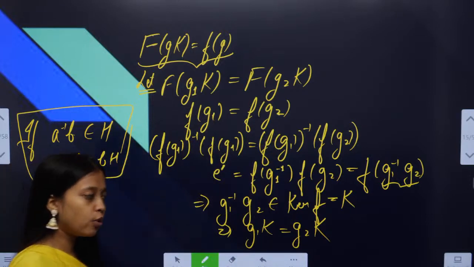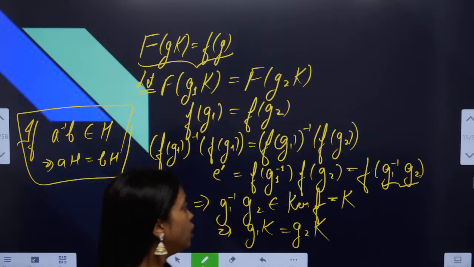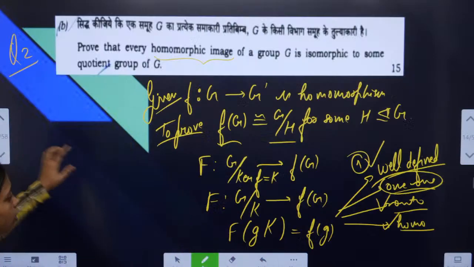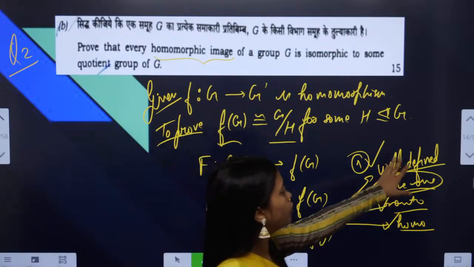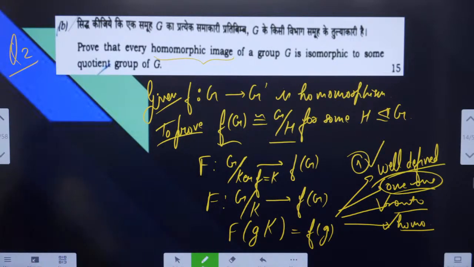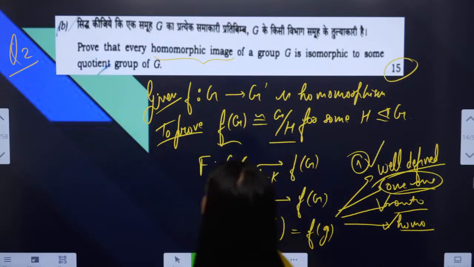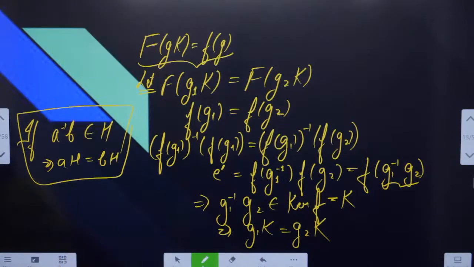So, 1-1 was not so direct, but again not a very difficult job here also. Onto, the other points were quite easy: onto, homomorphism and well defined as well. Okay. So, do not forget about the first point as well. This was it. This was question number 2 from group theory for 15 marks.